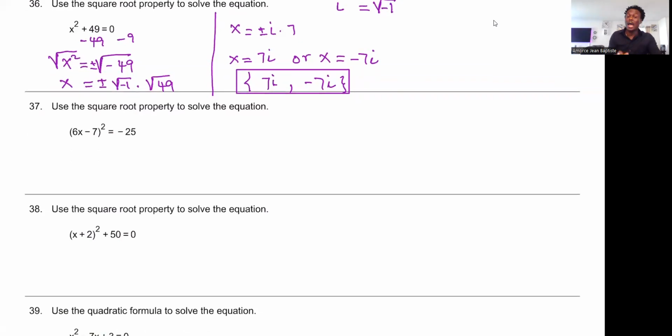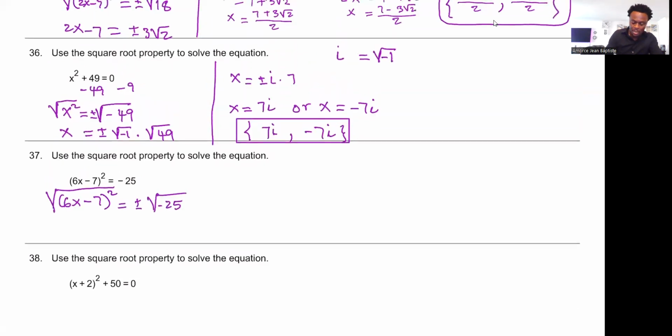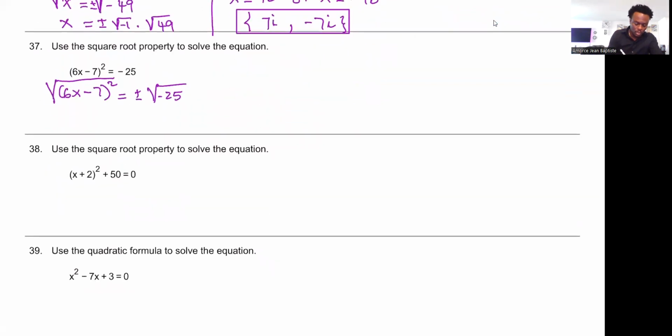All right, so here I feel like we're gonna have another complex solution, but let's go ahead and solve it. We have (6x minus 7) squared. We take the square root of it, equals plus or minus the square root of negative 25. Use the same i property here and separate this as 6x minus 7 equals plus or minus 5i, right?